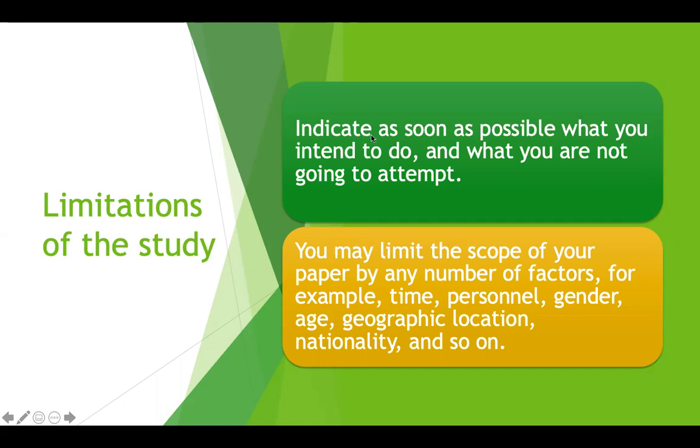So limitations of the study, you should indicate as soon as possible what you intend to do and what you are not going to attempt. You may limit the scope of your paper by any number of factors, for example, time, personnel, gender, age, geographical location, nationality, and so on. If the study is conducted in some geographical area and is confined to some factors, you should mention that these are the limitations of this current study.